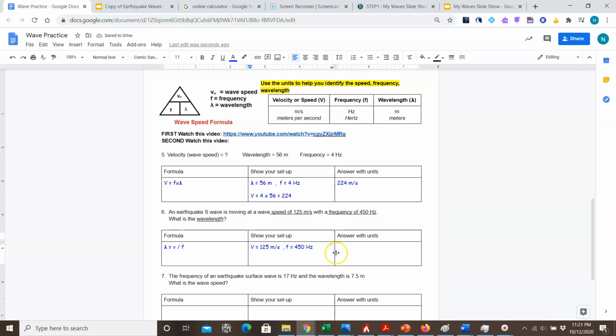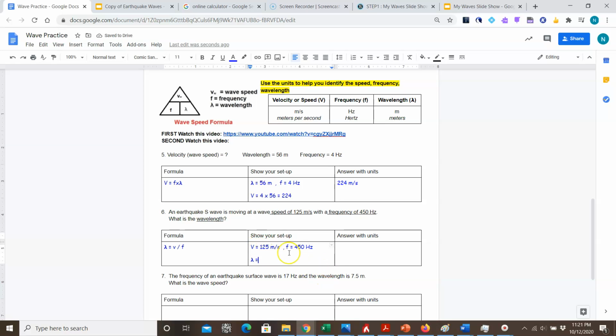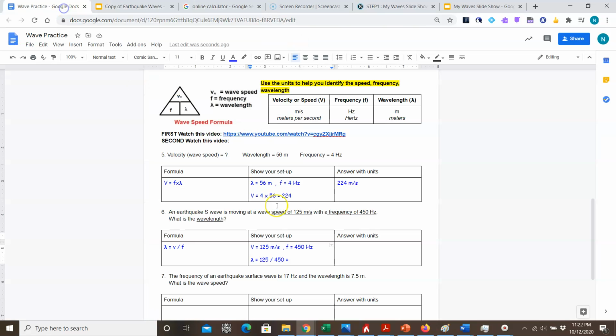Now I just need to plug these numbers into this equation. Once again, I'm going to copy my wavelength symbol. Wavelength is equal to the V first, so 125, divided by frequency, 450. Let me go over to my calculator here. 125 divided by 450. And I get this value here: 0.2777 keeps going. So I'm going to cut it off between the first 7 and the second 7. So 0.28 is what I'll get.